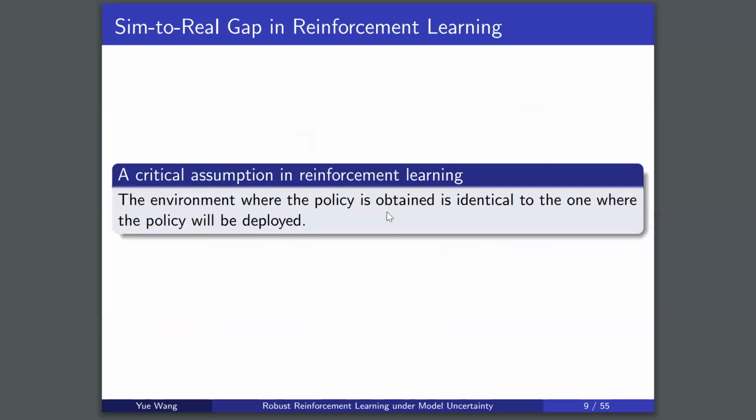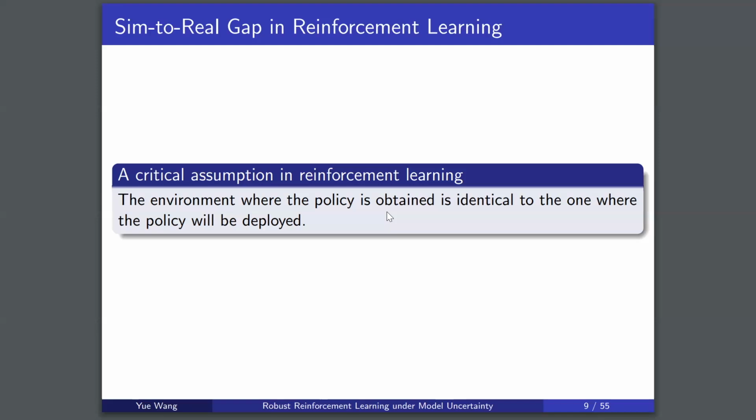We all know that reinforcement learning has found many applications and shown very impressive performance in many areas. But behind all this impressive performance, there is one critical assumption: that the environment where the policy is obtained must be identical to the environment where the policy will be deployed. In some areas like video games or the game of Go, this assumption is very easy to satisfy.